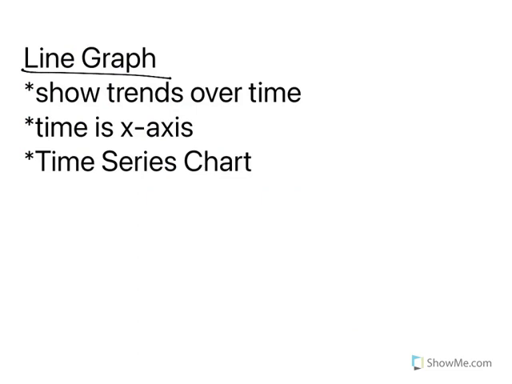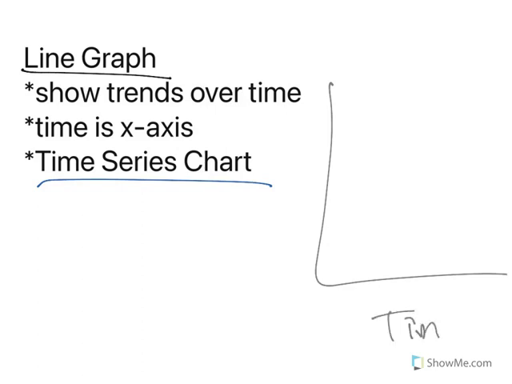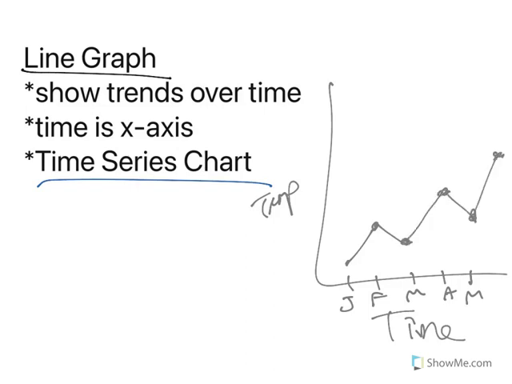The last one we're going to talk about is a line graph. A line graph, also sometimes known as a time series chart, shows trends over time. When we're talking about a line graph, time is always on the x-axis. That time could be minutes, hours, days, months, years, millennia, it doesn't really matter, but we're talking about trends over time. So maybe we have January, February, March, April, May, and maybe we're talking about temperatures, and they go up and down. The line graph shows trends over time, increases, decreases, and how they're all related.